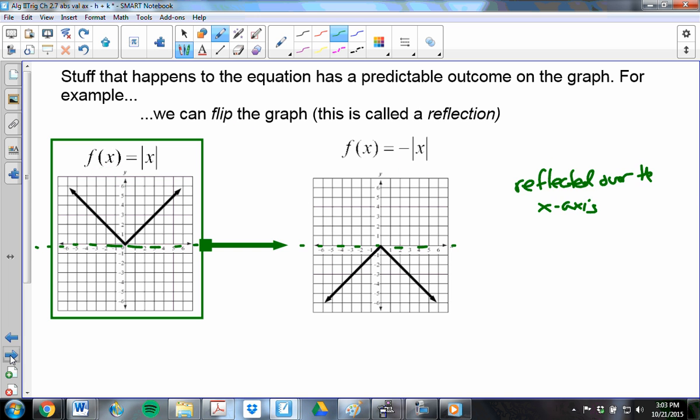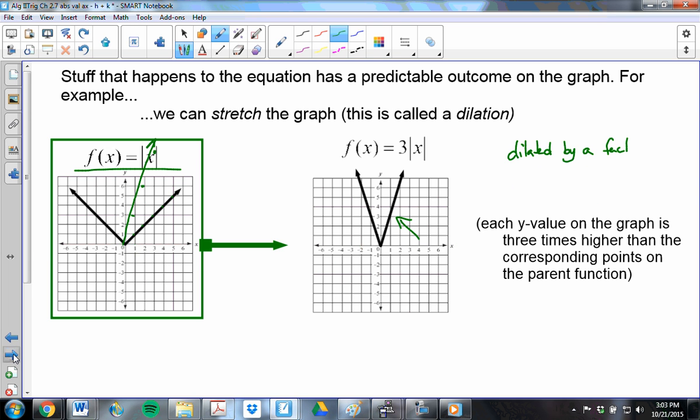The last thing that can happen, we've got translations and reflections, the other one is called a dilation. A dilation is basically when the slope of this absolute value changes. If we put a multiplier out in front, this graph here had a slope of up 1, right 1, up 1, right 1, or up 1, left 1, up 1, left 1. But now the slope is 3, or negative 3.